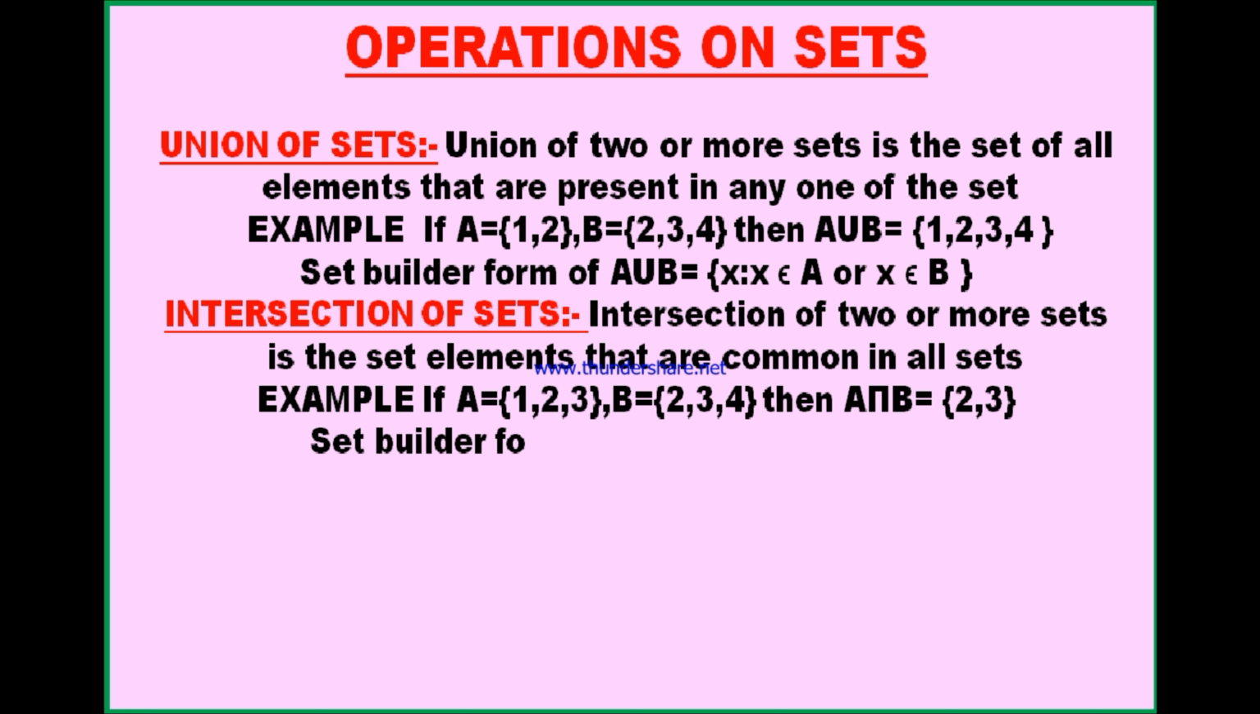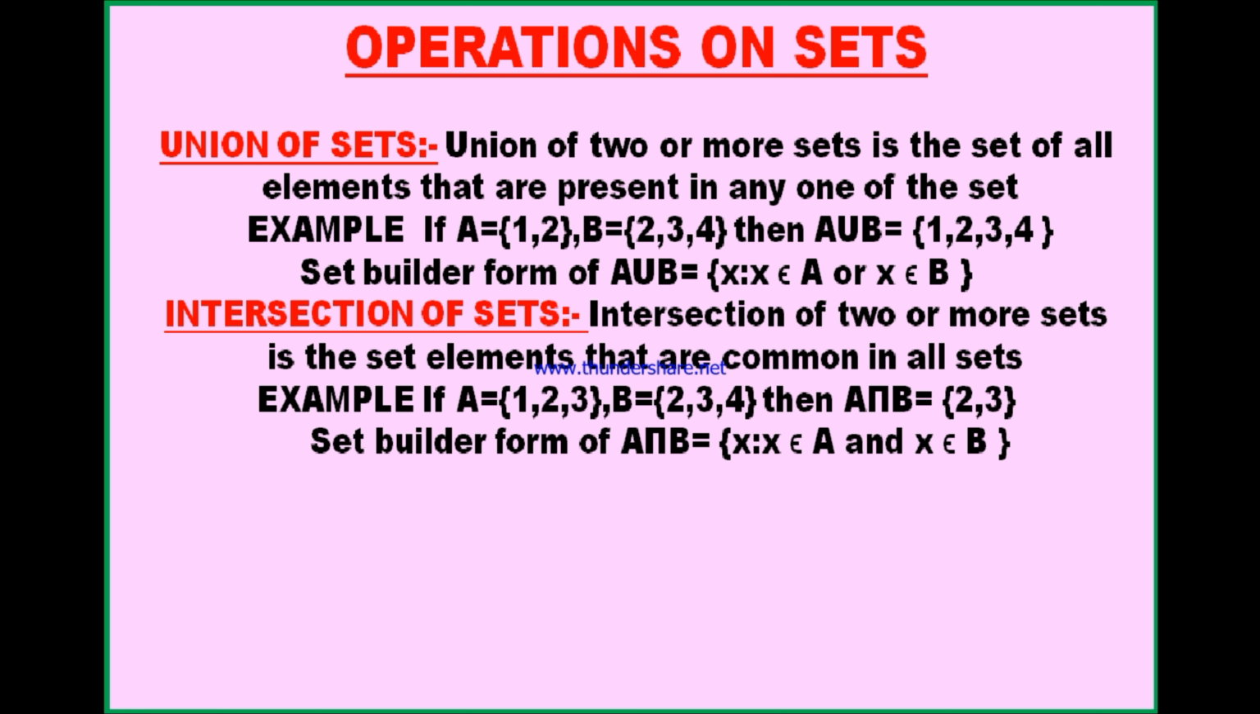Now, set builder form. The set builder form of A intersection B is X is an element in A intersection B only when X is present in A and also in B. That is X such that X belongs to A and X belongs to B, meaning X is common in both the sets A and B. Now, dear students, let us try to distinguish between union of sets and intersection of sets.